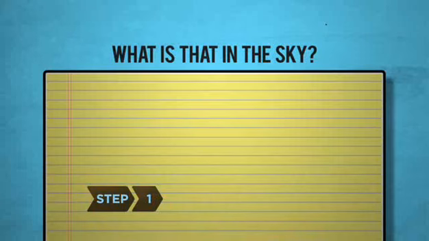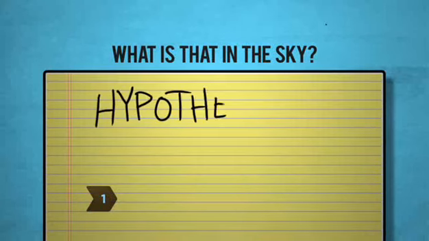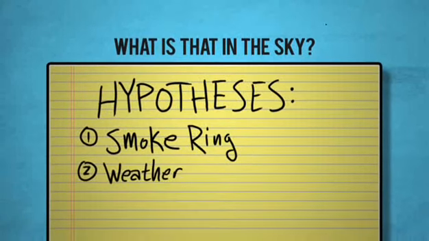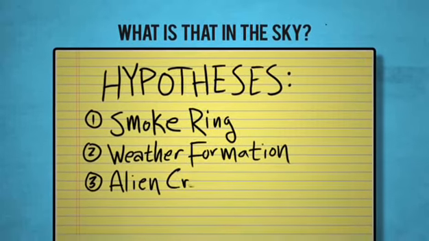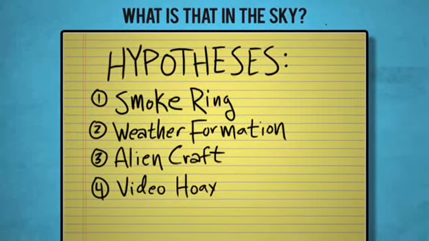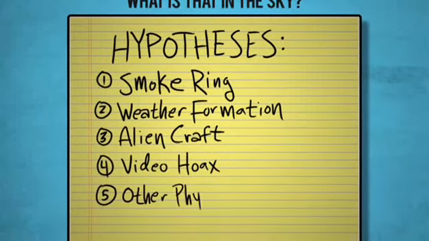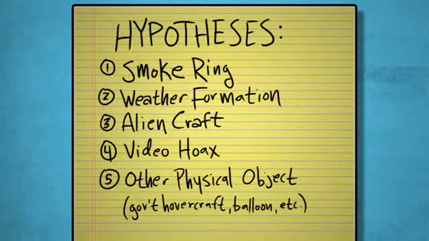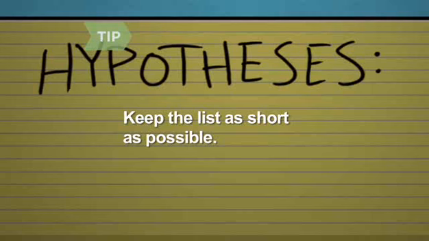Step 1. Generate a list of hypotheses that represent all plausible answers to the question you are analyzing. Make sure your hypotheses are mutually exclusive, meaning that no two hypotheses can simultaneously be true. Also, try to make them collectively exhaustive, meaning that at least one of them must be true. Keep the list as short as possible, while still being as comprehensive as necessary to answer the question.